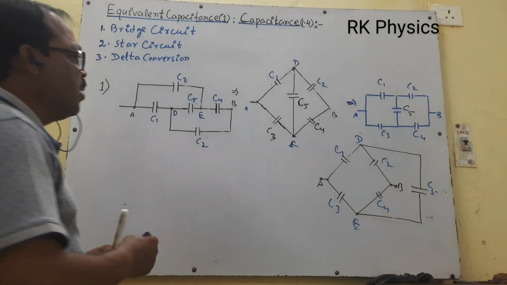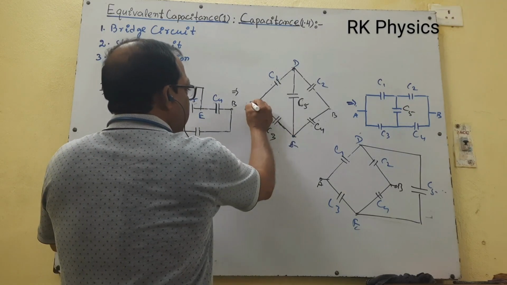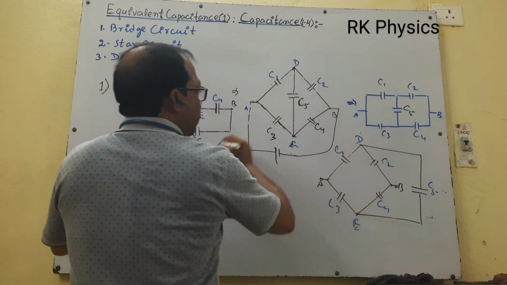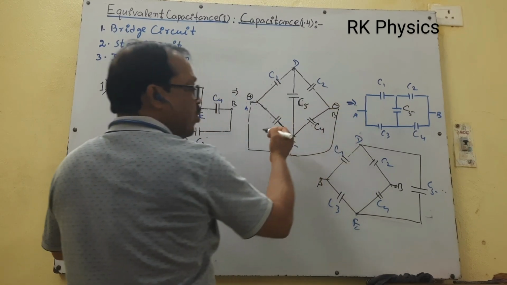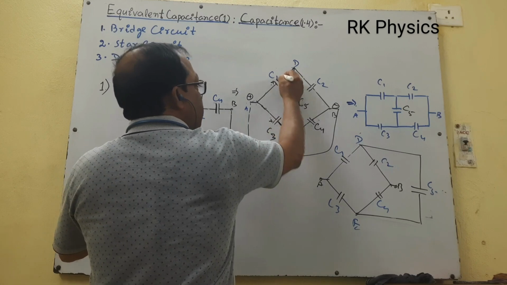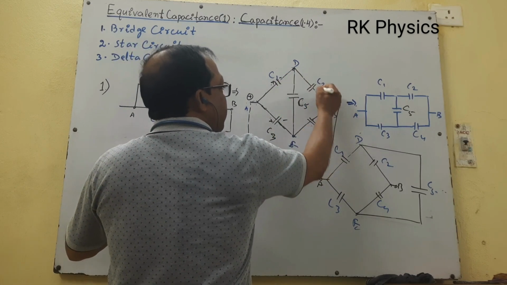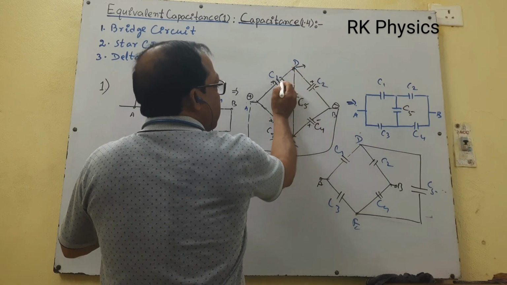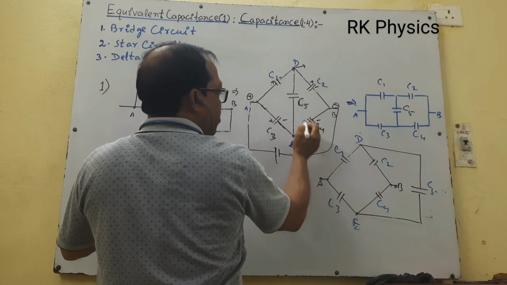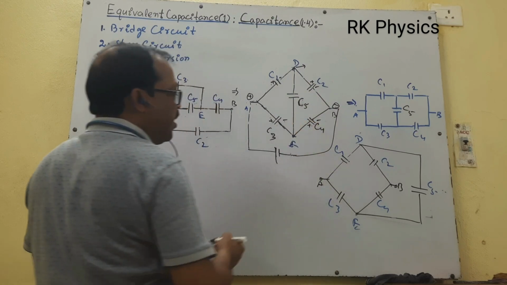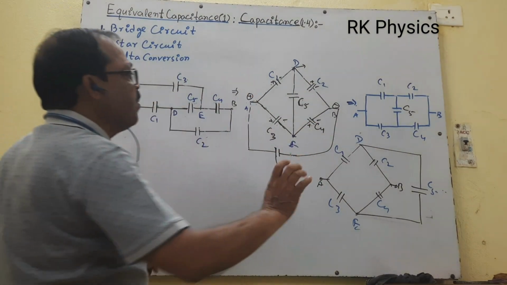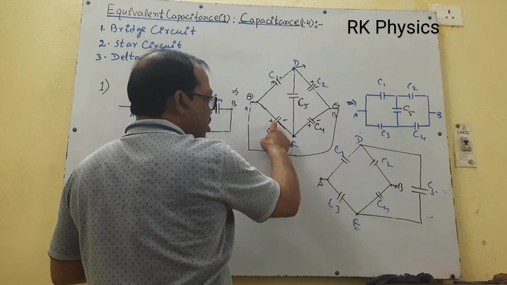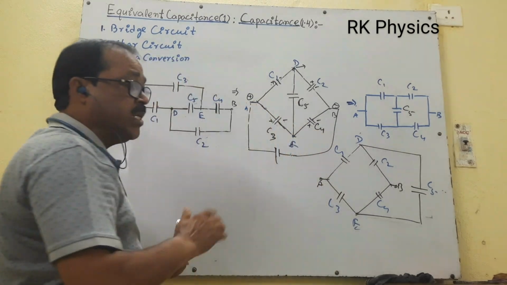Now if you imagine it another way, connect a cell to A and B. If A is positive and B is negative, this side is plus plus, and this side is minus minus. Therefore at point D you will feel a minus and plus combination, and at point E also a minus and plus combination. If C1 equals C2, then potential at D is 0. If C3 equals C4, potential at E equals 0.